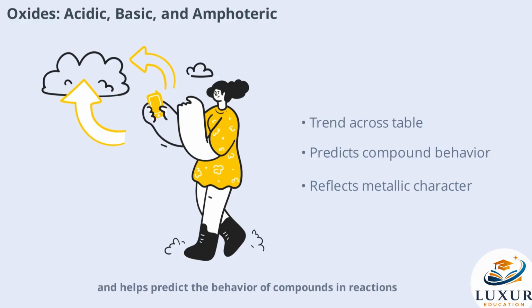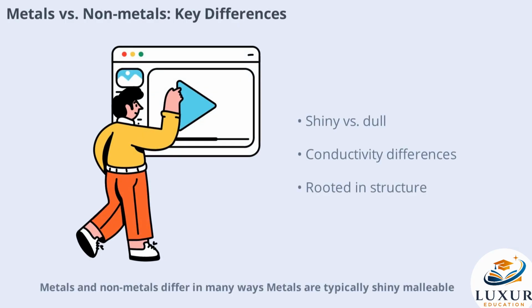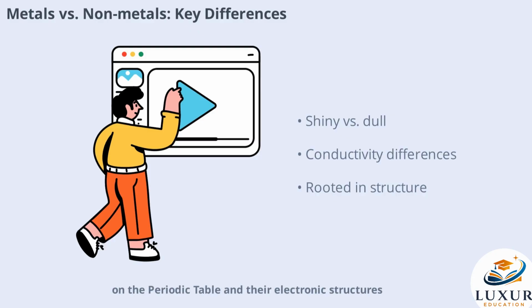Metals and nonmetals differ in many ways. Metals are typically shiny, malleable, ductile, and good conductors, while nonmetals are often dull, brittle, and poor conductors. These differences are rooted in their positions on the periodic table and their electronic structures, influencing their chemical and physical properties.